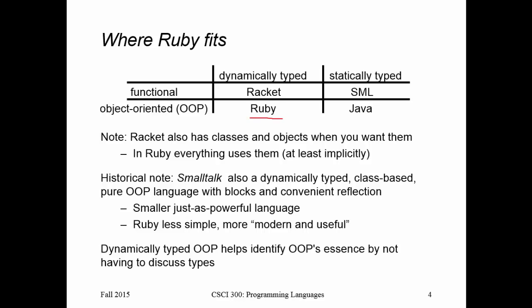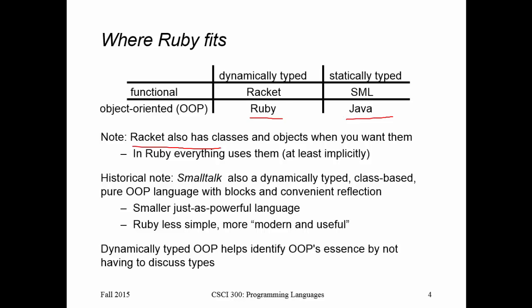We can see here, Ruby and Java are both object-oriented programming, but Ruby is dynamically typed and Java is statically typed. We know that in Java, we need to declare the variables, and for a method, we need to specify the return type, and also check that the return type is really what is required.